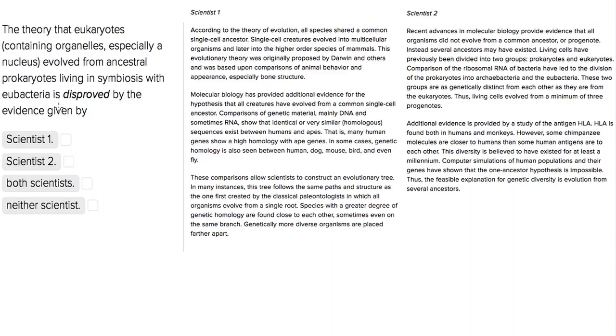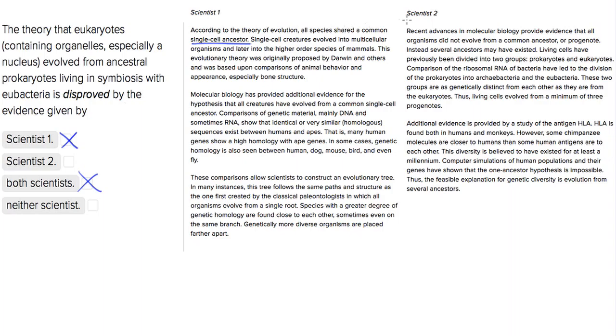So we know that Scientist 1 doesn't talk about these eukaryotes. He just talks about the idea of everything coming from a single cell ancestor. So Scientist 1 is probably not going to be talking about this, and we see no mention that's going to talk about this complicated theory. So let's get rid of all choices with Scientist 1. So we can get rid of Scientist 1 and choice 3, both scientists. And it's left to see whether Scientist 2 talks about this or it's just not mentioned.